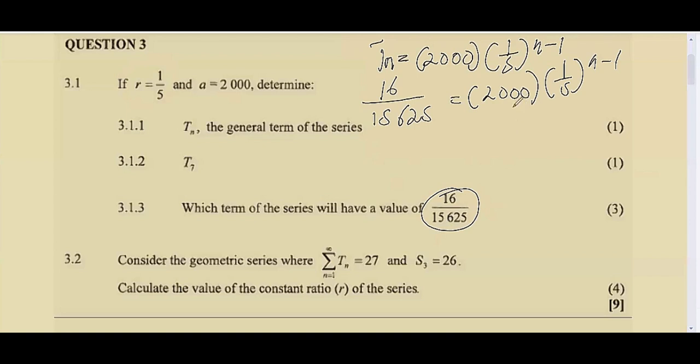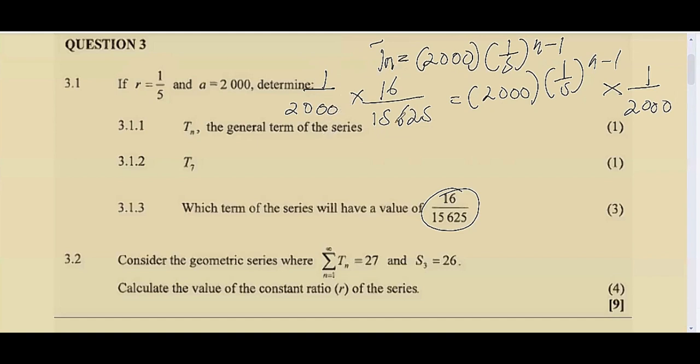Now, at this point, we know that we cannot take this 2000 and multiply with that 1 over 5. So what we are supposed to do here is multiply by the reciprocal of 2000. So we're going to multiply by 1 over 2000, or we can just simply divide both sides by 2000, right? Remember, multiplying by 1 over 2000 is similar to just dividing by 2000.